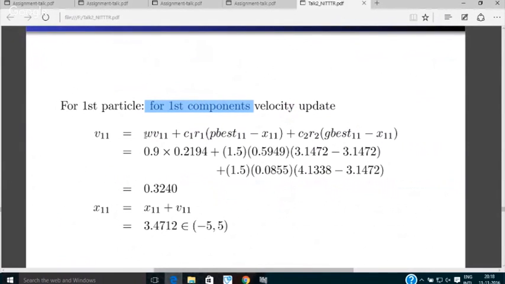So this is my equation number 1.5. That is W velocity plus C1 R1, that is P_k^i, the personal best, minus X. This 1 is my first particle, first component. So that's X1 plus C2 R2, this is P_k^g, that is the global best, minus position. Now I just again assume that omega is 0.9. You can choose any one of them, highest value 0.90. What is the V11? That is the first particle, first component velocity.